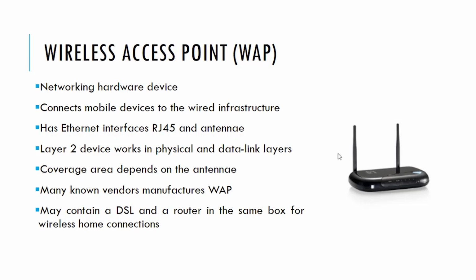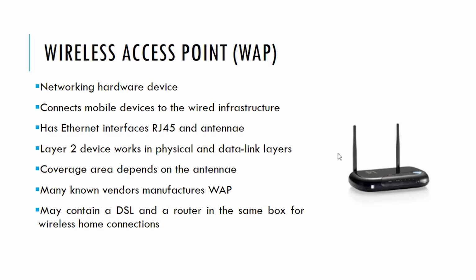The access point is a layer 2 device. It works in the physical and data link layers. The coverage area depends on the number of antennas in this wireless access point and the strength of each of its antennas. Of course, a wireless access point with one antenna covers less area than one with two, and 2 is less than 4, and 4 is less than 6. Each antenna has its own strength and coverage area.